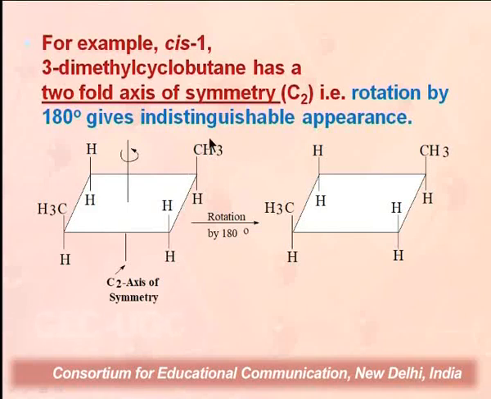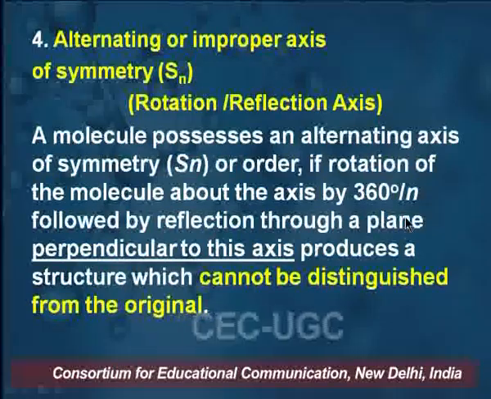See, if I had rotated this by 90 degrees to the axis, this would have been H and this would have been H, this would have been CH3 and this would have been H. That means we are at the opposite configuration. So we'll have to make another interchange of 90 degrees. That means we'll have to rotate the molecule in anti-clockwise direction by 180 degrees when we will get the original molecule. So this molecule, that is 1,3-dimethyl cyclobutane, has a twofold axis of symmetry.